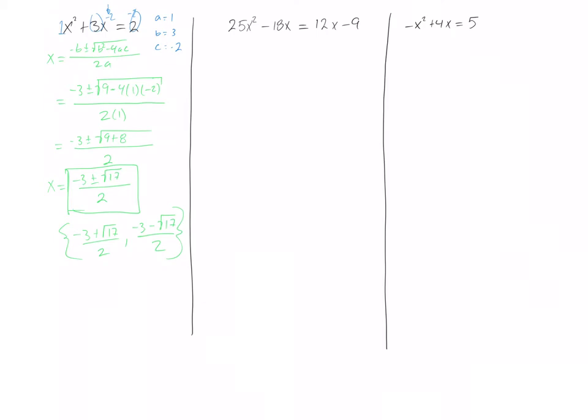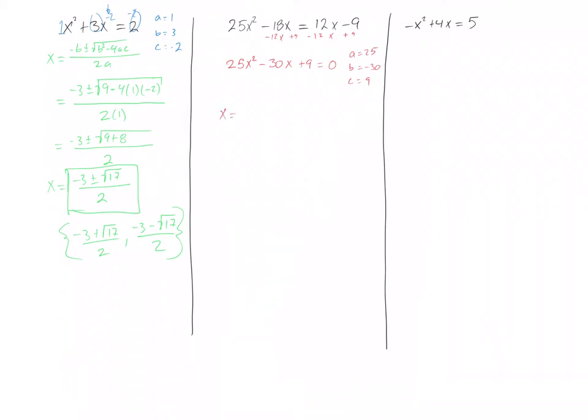Let's try again here. Let's go ahead and regroup these. I'm going to subtract the 12x and add 9. So it gives me 25x squared minus 30x plus 9 is equal to 0. So now a is equal to 25, b is equal to negative 30, c is equal to 9. Plug that into my formula.